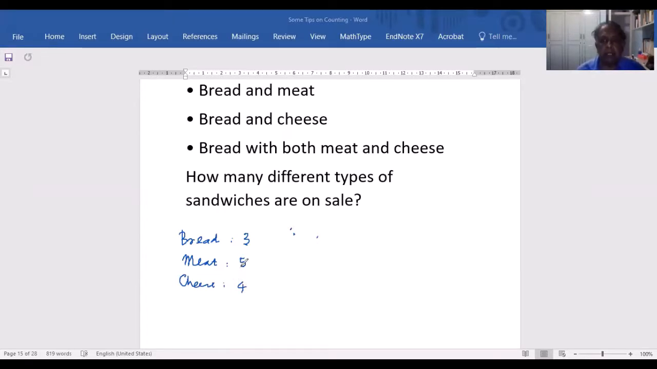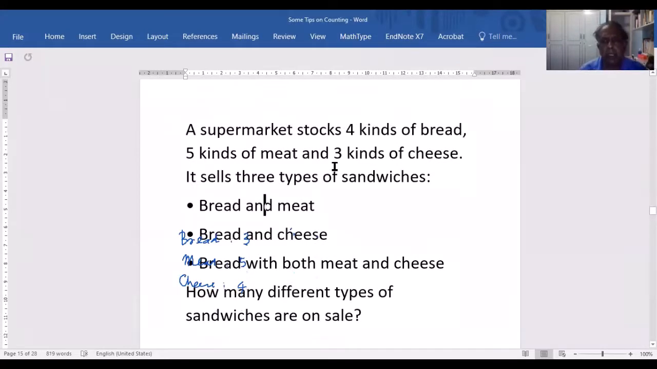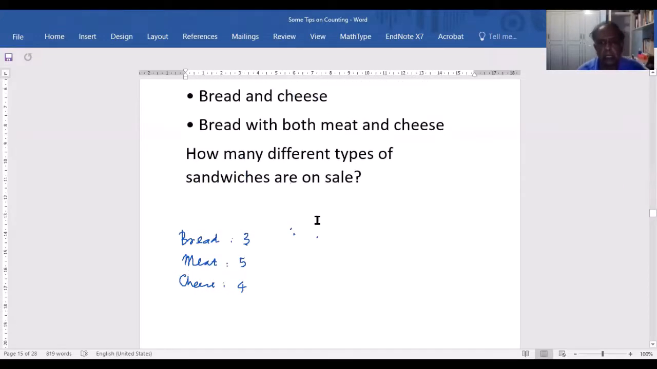So you have different types of sandwiches. Let's just understand this question first. The supermarket sells different types of sandwiches. So you could have the bread and the meat combination. You can have the bread and the cheese combination. Or you can have bread with both meat and cheese. The question is, how many different types do you have? In all the cases, you need to have bread. So let's take the first case where you've only got bread.